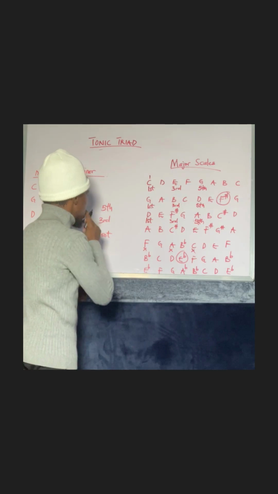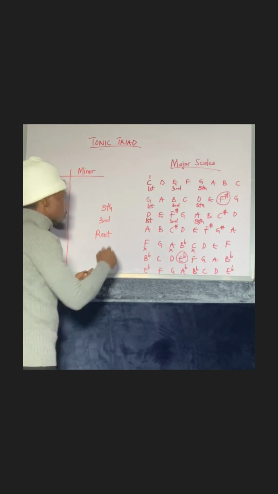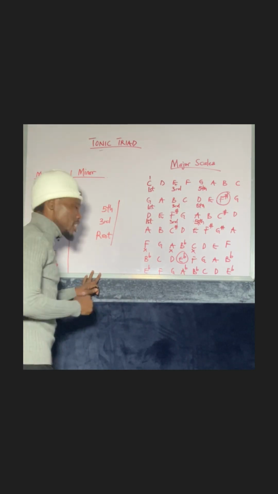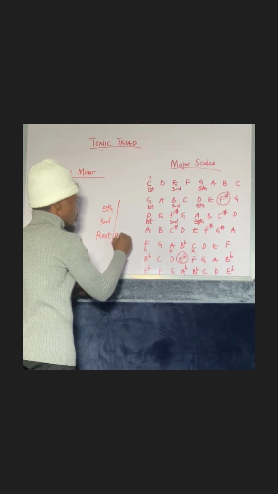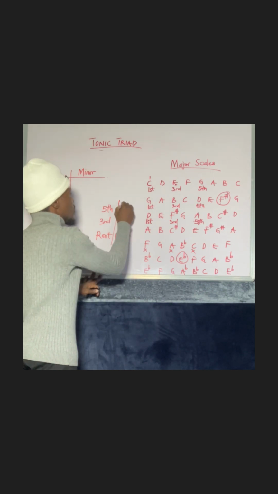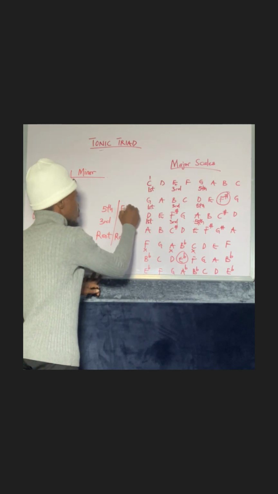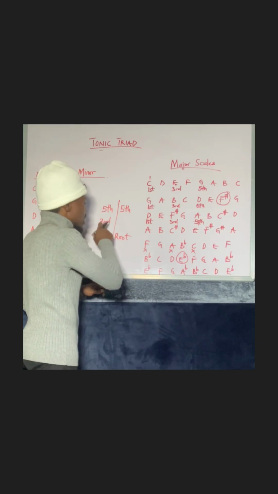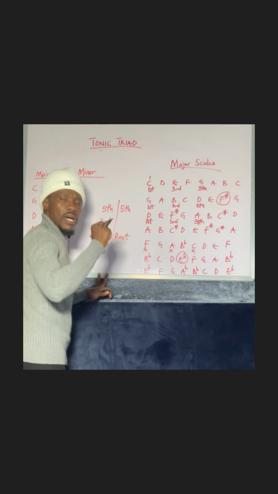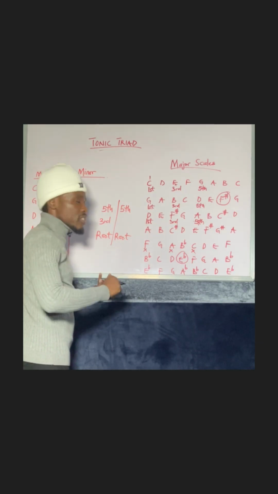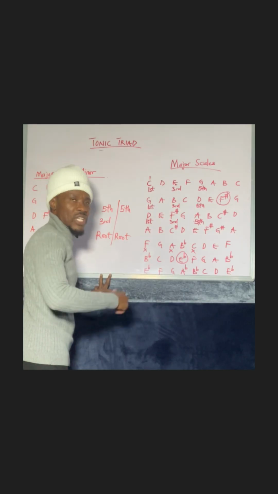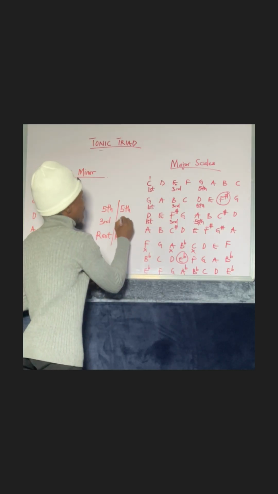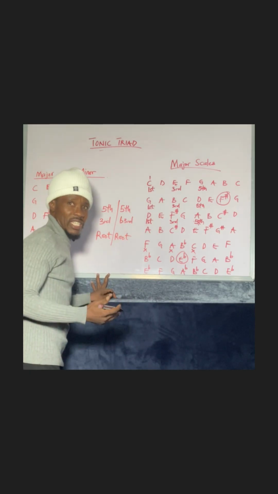Okay, this is for what? For the major. But for minor, we still have the root, we still have the fifth, but the third is a problem here. So the third is lowered. And to lower a note, it means what? To flatten the note, to put a flat on the note. So we say flat third. Some people say flat 3.